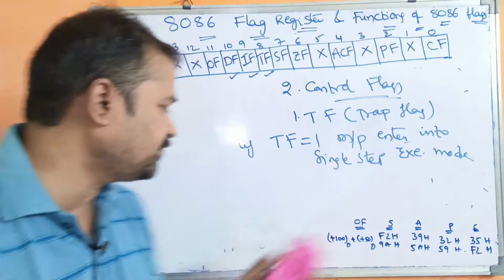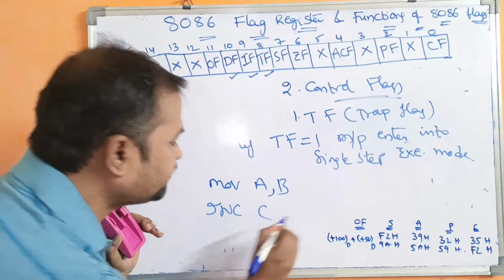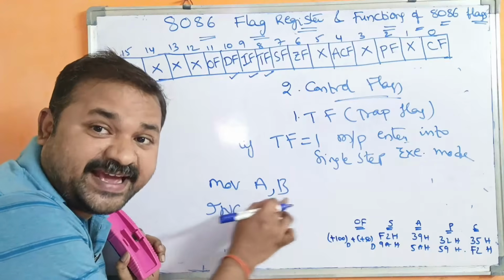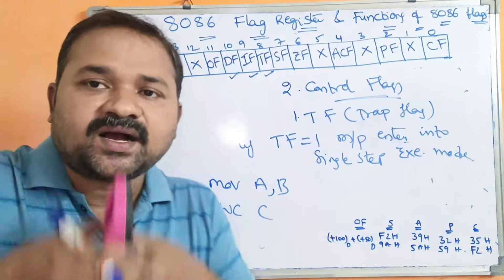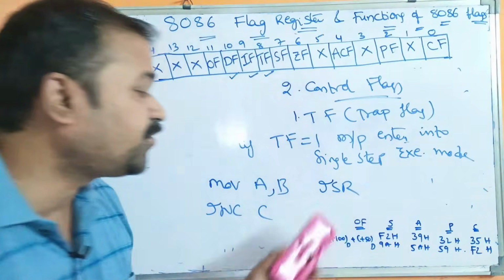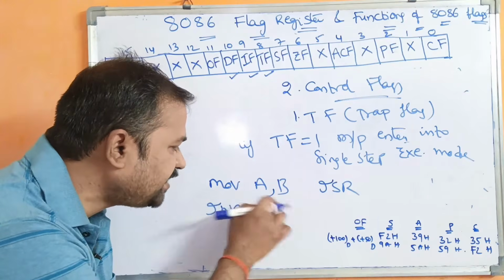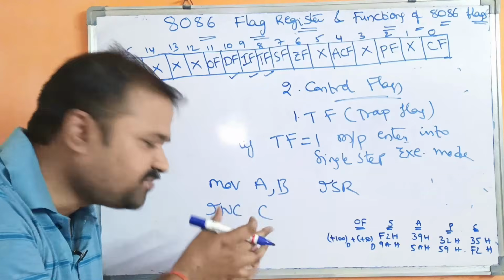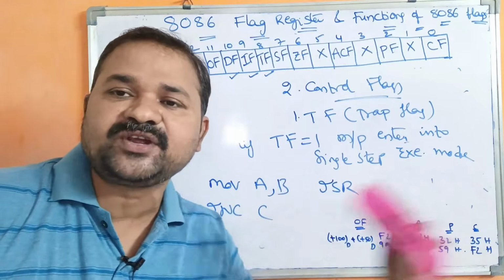What is single step execution mode? Let us say we have 2 instructions like this: MOV A, B and INC C. Single step execution means after execution of each instruction, the processor stops and the processor control goes to the interrupt service routine program. Let the processor have executed the first instruction. After executing it, the execution of the program will be stopped and the microprocessor control goes to the interrupt service routine program.